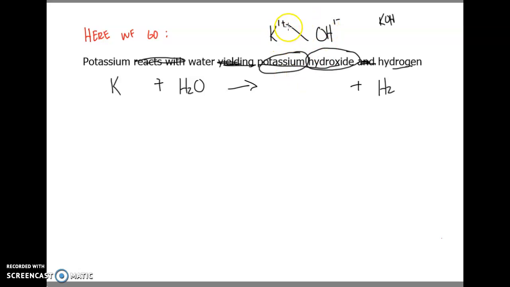So, what was I saying? Potassium is the ion K plus, and hydroxide is a polyatomic ion, OH minus. When I crisscross a 1 plus and a 1 minus, I get KOH, so that would go here. I would want you to then balance this equation, and we'll look at it really quickly.